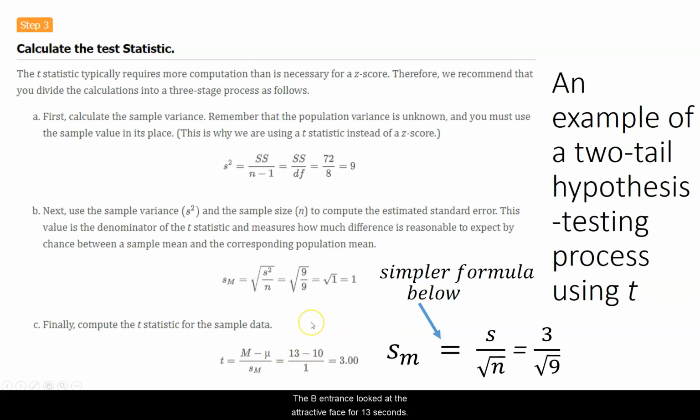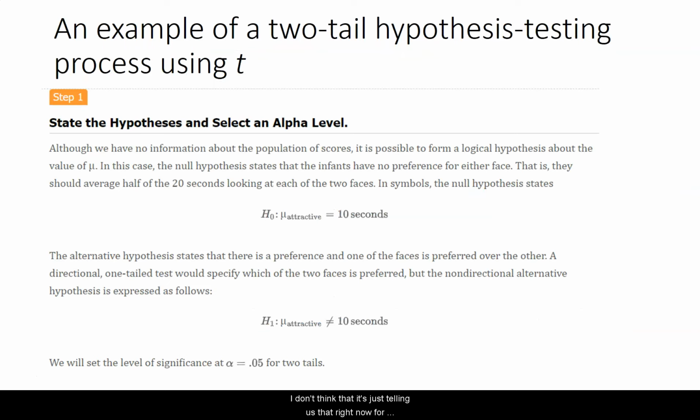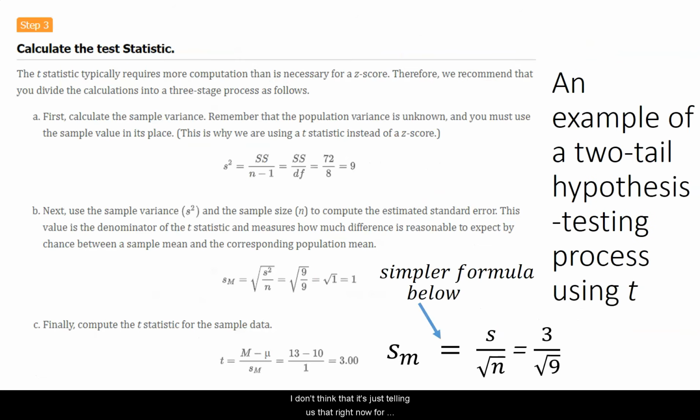The infants looked at the attractive face for 13 seconds. Did it say that somewhere? I don't think it ever did. No, I don't think it did. It's just telling us that right now for the first time. So they looked at the attractive face for 13 seconds, and here was mu of 10. And just by chance, we got an estimated standard error of 1, and my t obtained is 3.